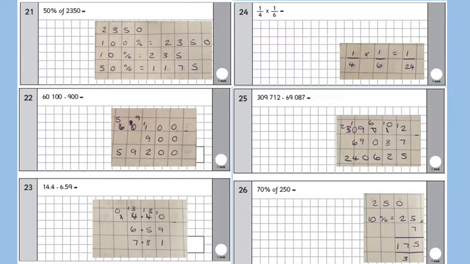Number 26, we've got another percentage question here then. So for this question, the way I would have done this is find 10% of that number and then multiply my answer by 7, because I need to know 7 lots of 10% to give me 70%. So if 100% is 250, to find 10% I divide that answer by 10, so I've got 25 is 10%, multiply 25 by 7 to find 70% is 175.